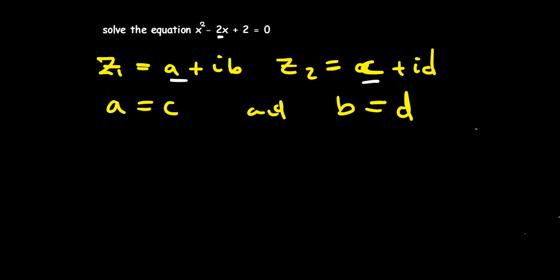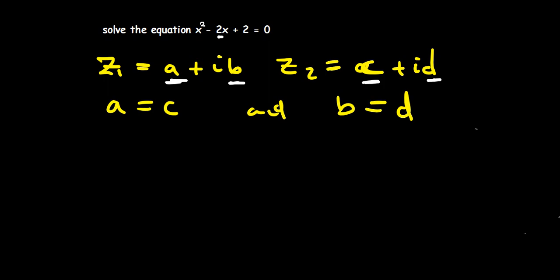So what do we mean? We mean that the real part must be equal to the other real part of these two complex numbers, and also the imaginary part must be equal to the imaginary part. Then these will be equal. That's the only way that these two complex numbers can be equal.